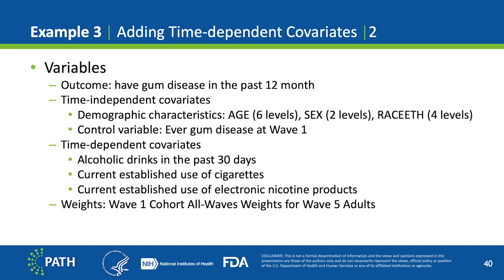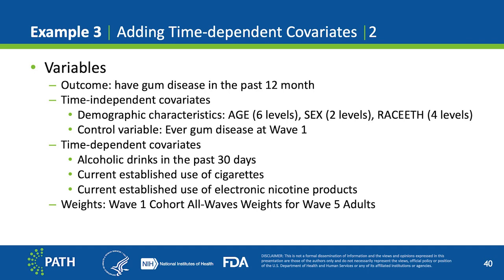Time-independent covariates include the previously described demographic characteristics of age, sex, and race and ethnicity. Another covariate is the control variable, that is, if adults at wave 1 ever had gum disease. To reiterate and highlight the difference between time-dependent and time-independent, once you know the age at wave 1, you know the age in later waves. Even at wave 5, you know how old they are if you know their age at wave 1. In that sense, it's not time-dependent.